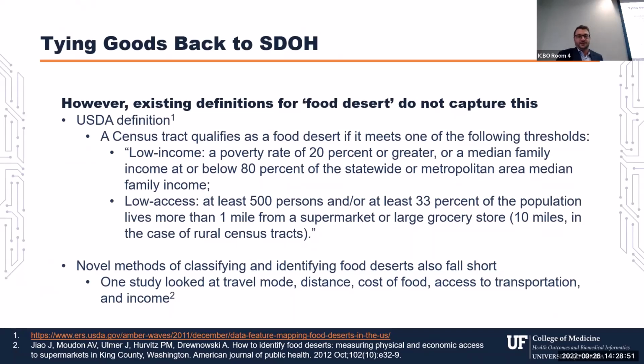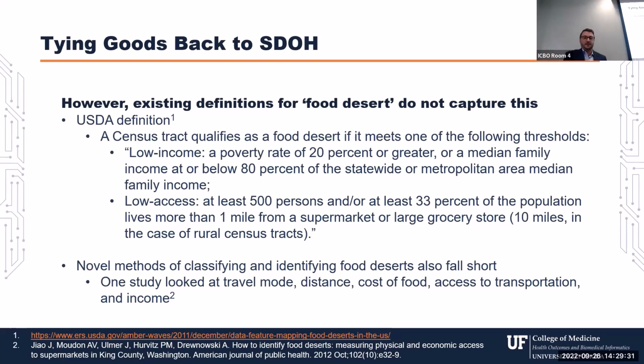As I mentioned, existing definitions for food deserts do not capture this. One example of one of those definitions is the USDA's. They say that a census tract qualifies as a food desert if it meets one of the following thresholds. It has a poverty rate of 20% or greater, or a median family income at or below 80% of the statewide or metropolitan area median family income, or it has at least 500 persons and/or at least 33% of the population living more than 1 mile from a supermarket or large grocery store. So the two factors they take into account are distance to the grocery store and your income, and that's it.